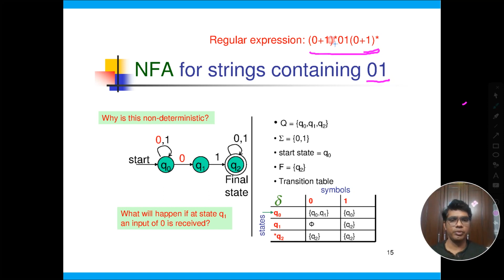That means (0+1)*. So it means it contains all possible strings of zeros and ones, including epsilon, that means the empty string. And after that, 01 should be there. And then after that it can be any string of zeros and ones. Okay. So in the middle or in the beginning or at any position, it should have 01 as a substring.